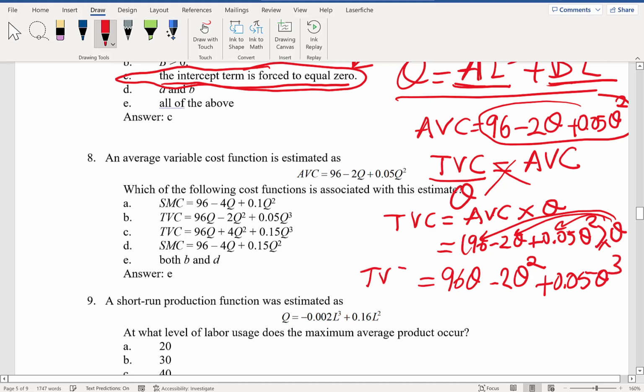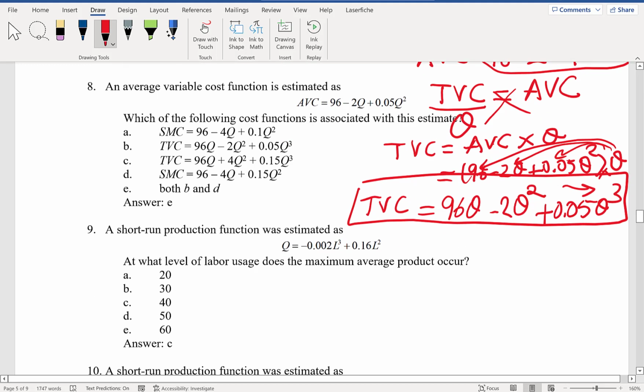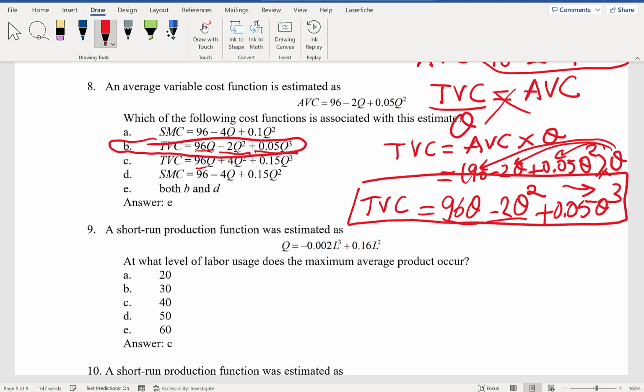This is where cubic cost function comes from because it's power 3. Okay. So let's see if we can find this. 96q, minus 2q raised to the power 2. This one also. So B is definitely true, but don't stop because it also put marginal cost, short-term marginal cost. So short-term marginal cost, you can do the first derivative of total variable cost with respect to quantity.